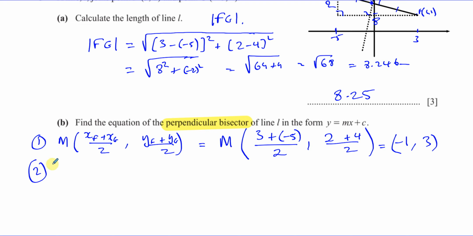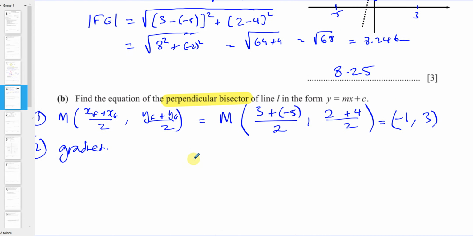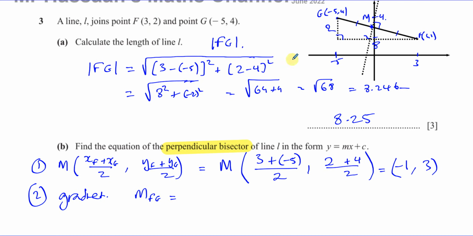The second thing we need to know is the gradient of the line that we're trying to find. Now, the gradient of the line we're trying to find is not the same as the gradient of the line that we're given. It is going to be perpendicular to that gradient. So first of all, we need to find the gradient of the line FG, which is the change in the y coordinates divided by the change in the x coordinates. So we can say yf minus yg over xf minus xg.